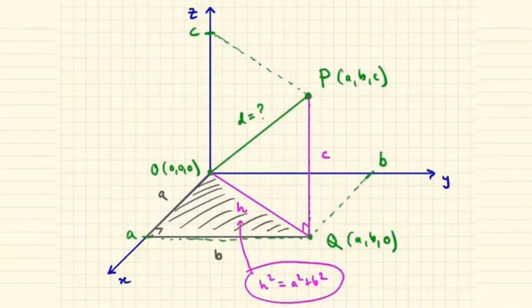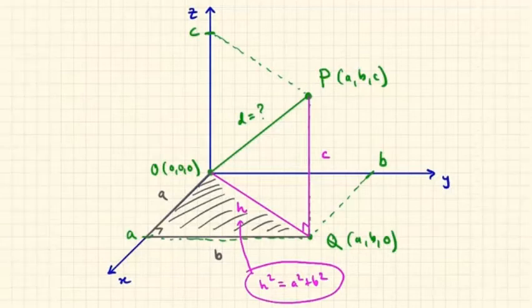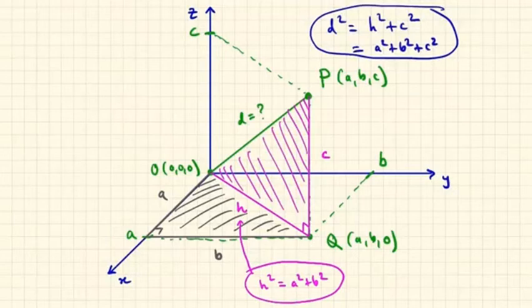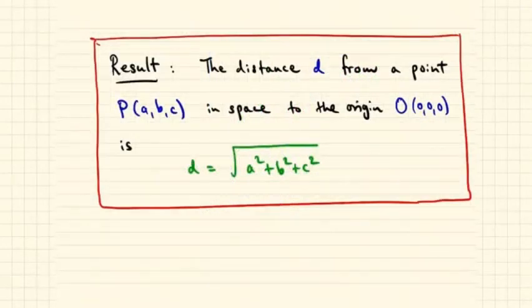So if we apply Pythagoras to that triangle that I've shaded grey that's lying horizontally, we get that h squared is a squared plus b squared. But if we apply Pythagoras to the other triangle, we see that d squared is h squared plus c squared, which is just a squared plus b squared plus c squared. And so we conclude that d is the square root of the sum of the squares of the coordinates of P. Thus we have the following result, that the distance from a point in space to the origin is just the square root of the sum of the squares of the coordinates.